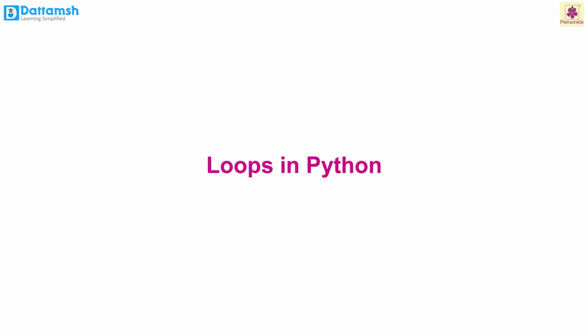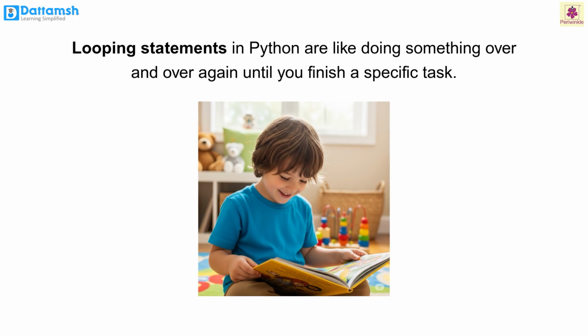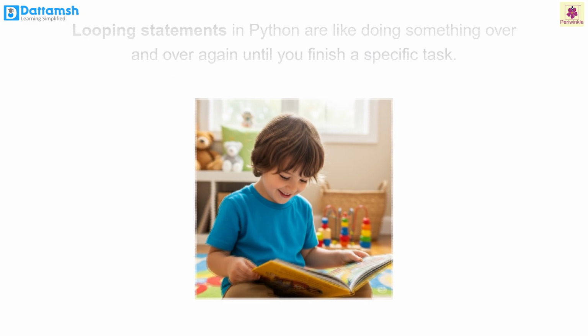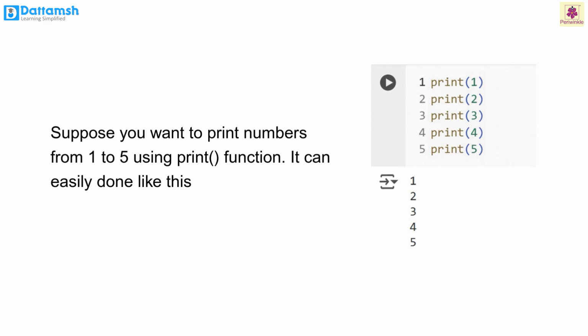Now let's look at loops in Python. Looping statements in Python are like doing something over and over again until you finish a specific task. For example, read one page of the book daily until the book finishes. Suppose you want to print numbers from 1 to 5 using print function. It can be easily done like this.